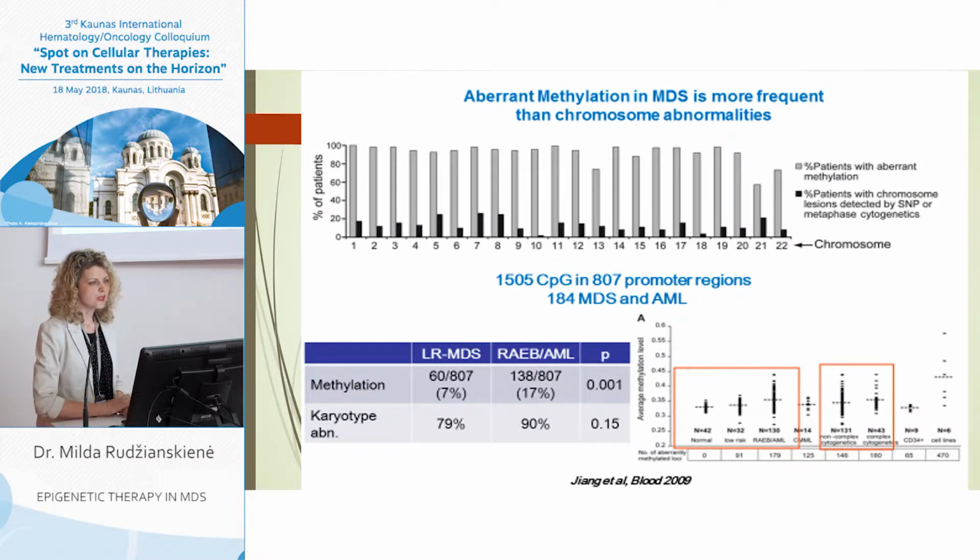We know that methylation is very important for MDS patients because you can see here that 90% of high-risk MDS patients have an abnormal karyotype, and methylation is statistically higher in high-risk patients. And this is along all chromosomes, and as you can see here, methylation significantly increases in the high-risk patients, and then in the complex karyotype.